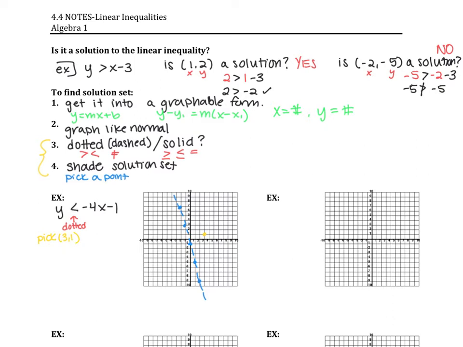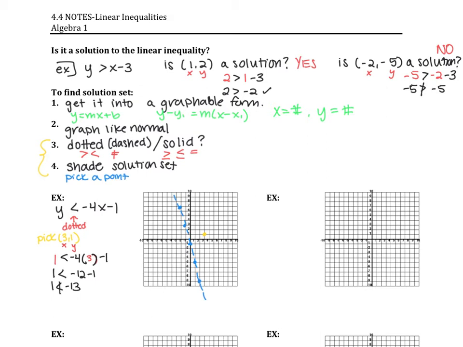To do that, what I'm going to do is substitute in 3 for x and 1 for y. So in my inequality, I would have y, which is 1, is less than negative 4 times my x value, which is 3, minus 1. Okay, and now I'm going to do the math for that. Is 1 less than negative 12 minus 1? Is 1 less than negative 13? No, 1's not less than negative 13. That's not a true statement.